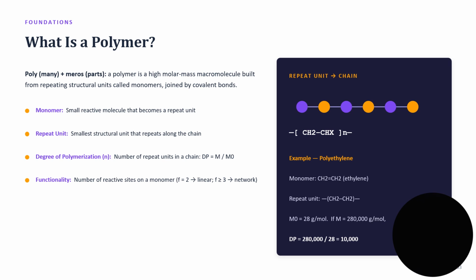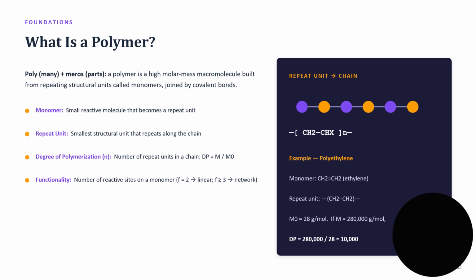The degree of polymerization, denoted little n or DP, is simply the number of repeat units in a chain, calculated as the total molecular weight of the polymer divided by the molecular weight of one repeat unit. And functionality, the number of reactive sites on a monomer, is critical. A functionality of 2 gives you a linear or branched chain, but a functionality of 3 or more introduces cross-links and networks. We'll come back to that distinction very soon.